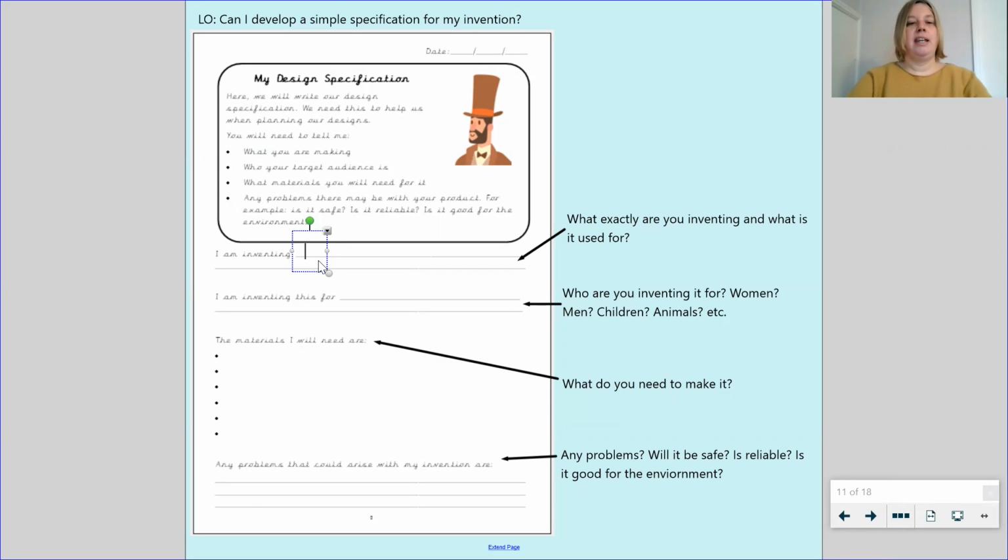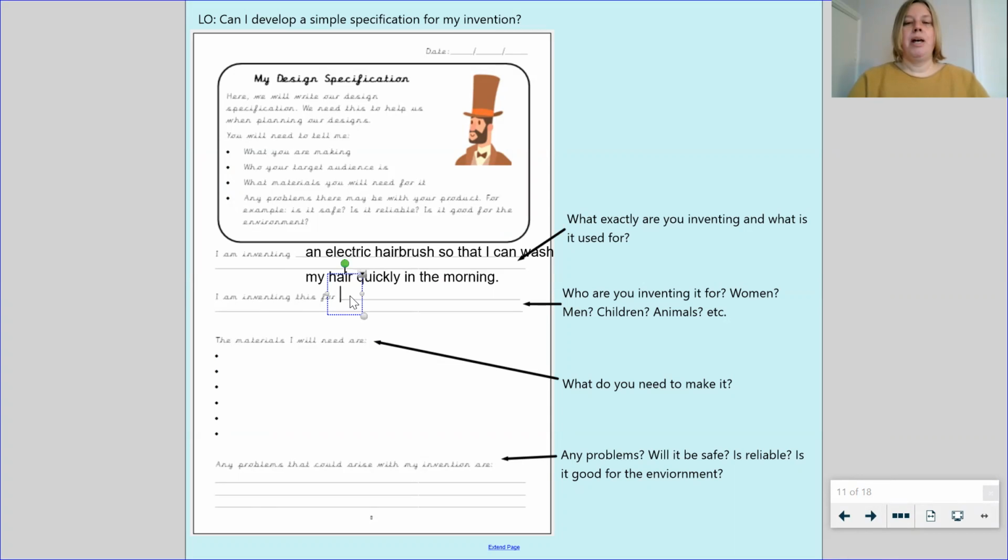So I am inventing an electric hairbrush so that I can wash my hair quickly in the morning. I forgot my capital I. I need to remember my full stop at the end of my sentence.